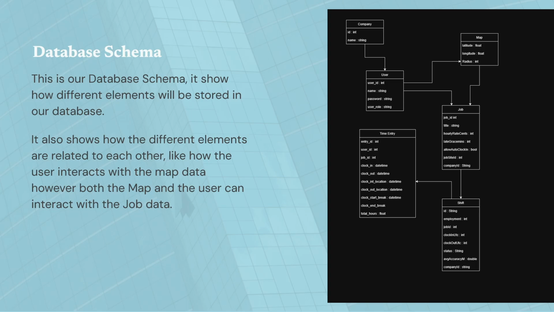And this is the database schema. This shows how the different elements will be stored in our database. So you can see that the company has an ID of type int and a name of type string, and the time entry has some different things such as position and time in the form of a float.